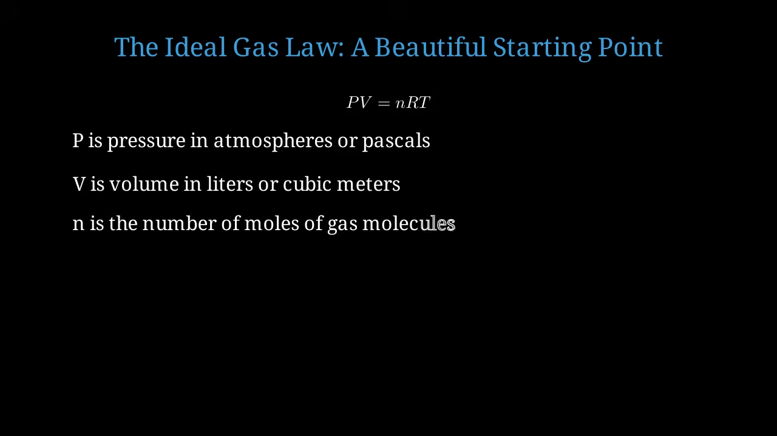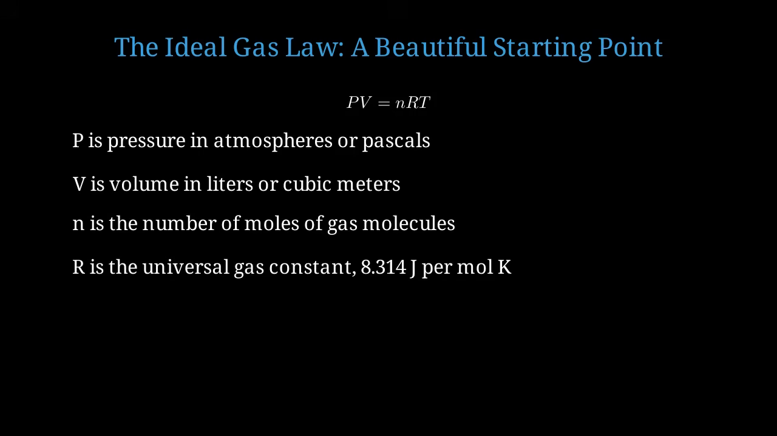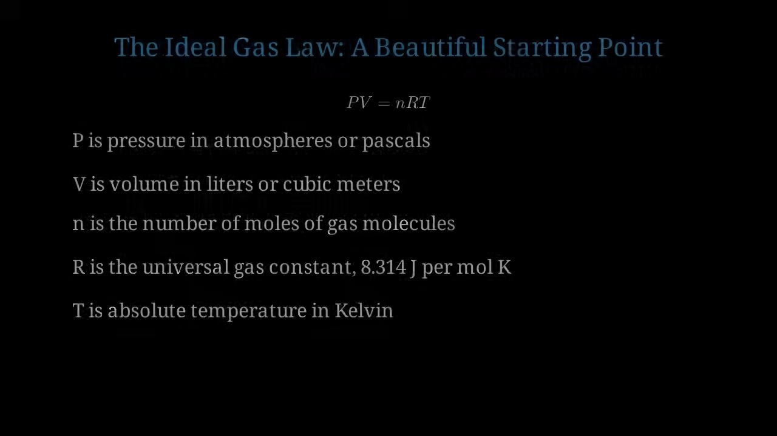n is the number of moles, which tells us how many molecules we have. 1 mole is 6.02 times 10 to the 23 molecules. R is the universal gas constant, approximately 8.314 joules per mole Kelvin. It's the same for all gases. T is the absolute temperature in Kelvin. Remember, 0 Kelvin is absolute zero, the coldest possible temperature.